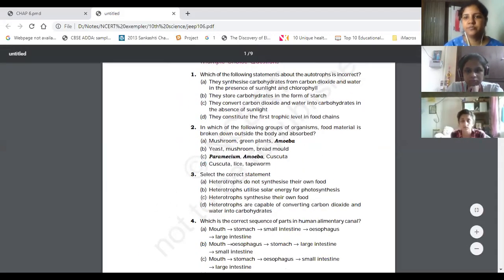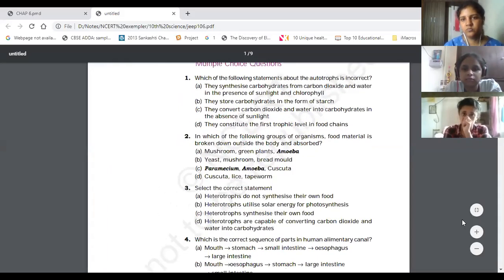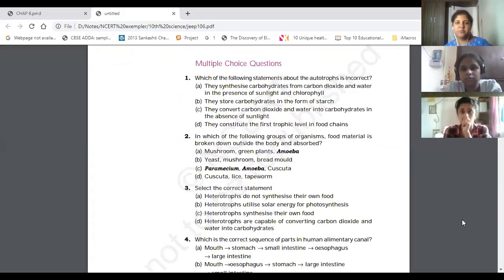Questions, can you see? Yes, ma'am. Which of the following statements about autotrophs is incorrect? It's incorrect.